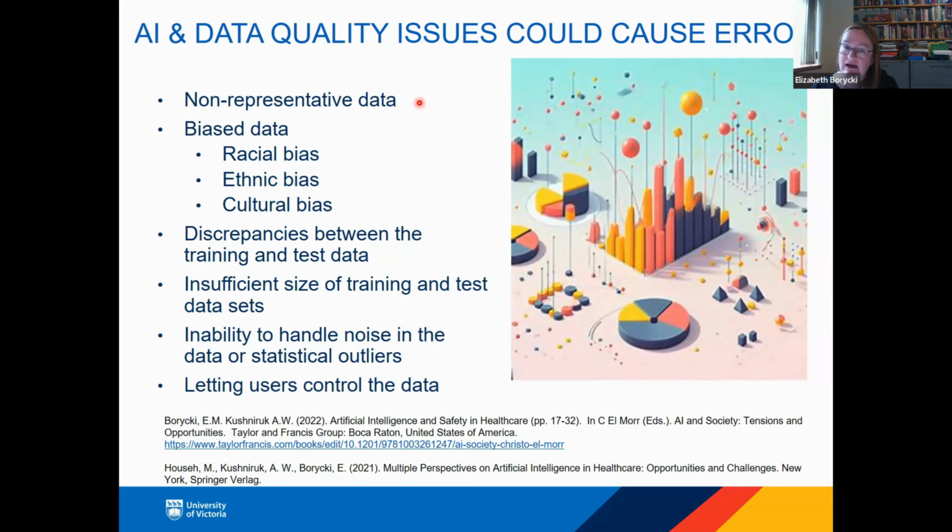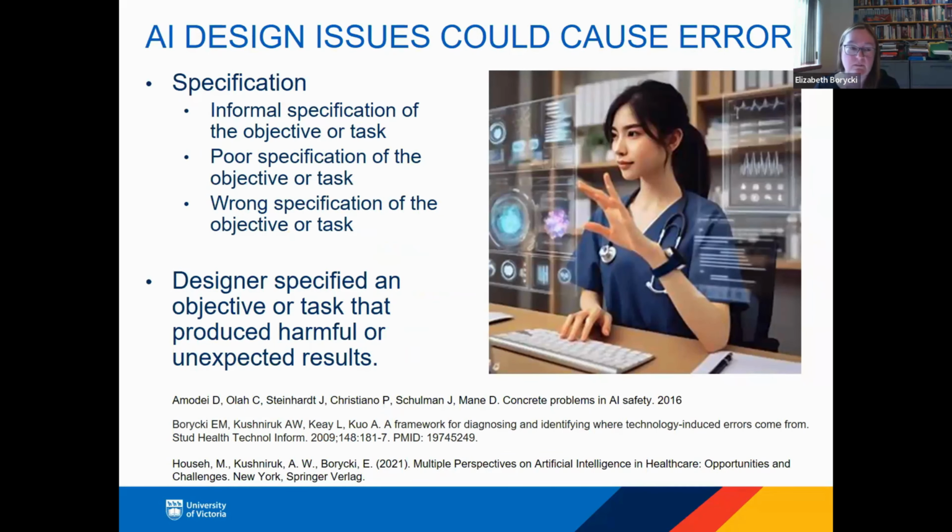We also have to understand that there may be discrepancies between the training as well as test data. And that's something that's really important to understand, especially when we consider things such as future deployments. I mentioned this a little bit earlier, that we have insufficient size of training and test data sets. We might not be able to sufficiently handle noise or the outliers in the data. And the other piece too is looking at how users might actually influence what is in the data, and then in that case, influence how well the algorithm performs.